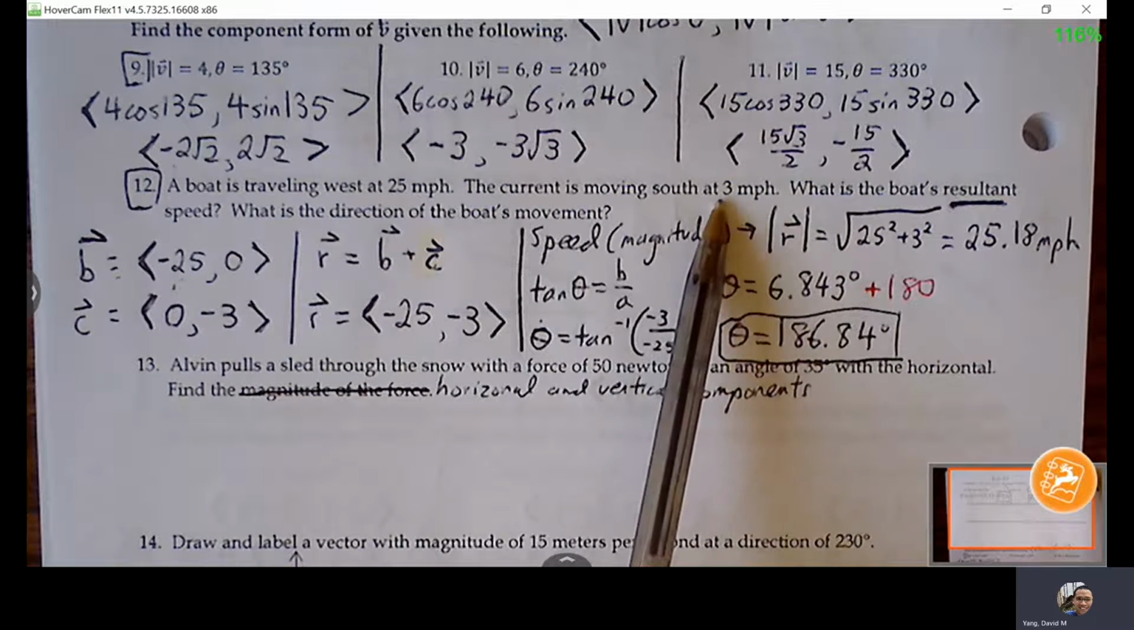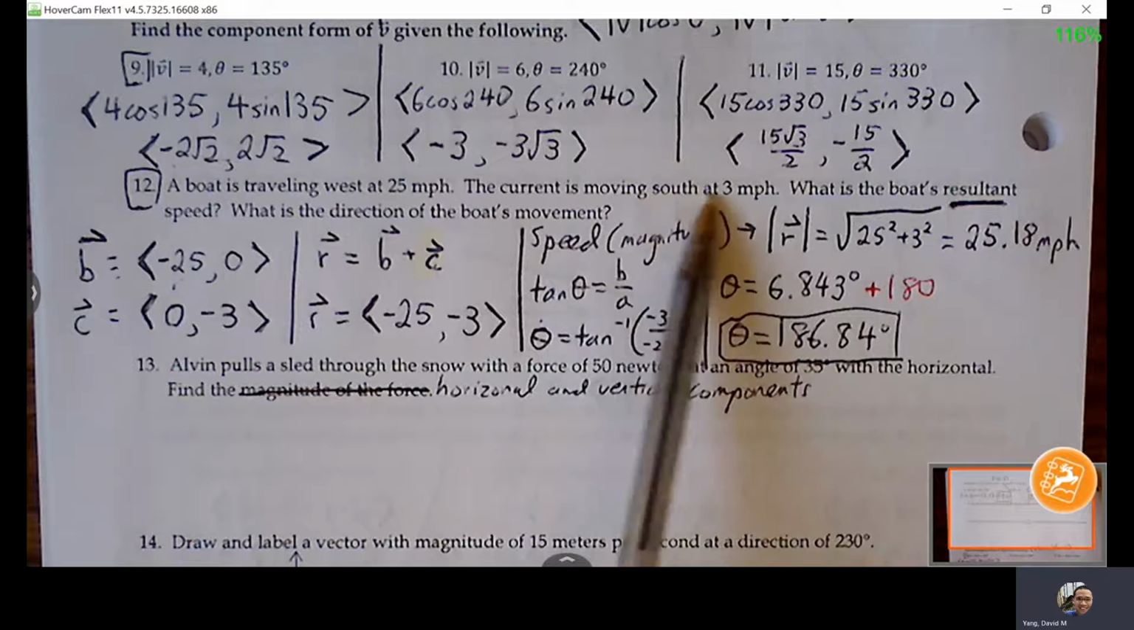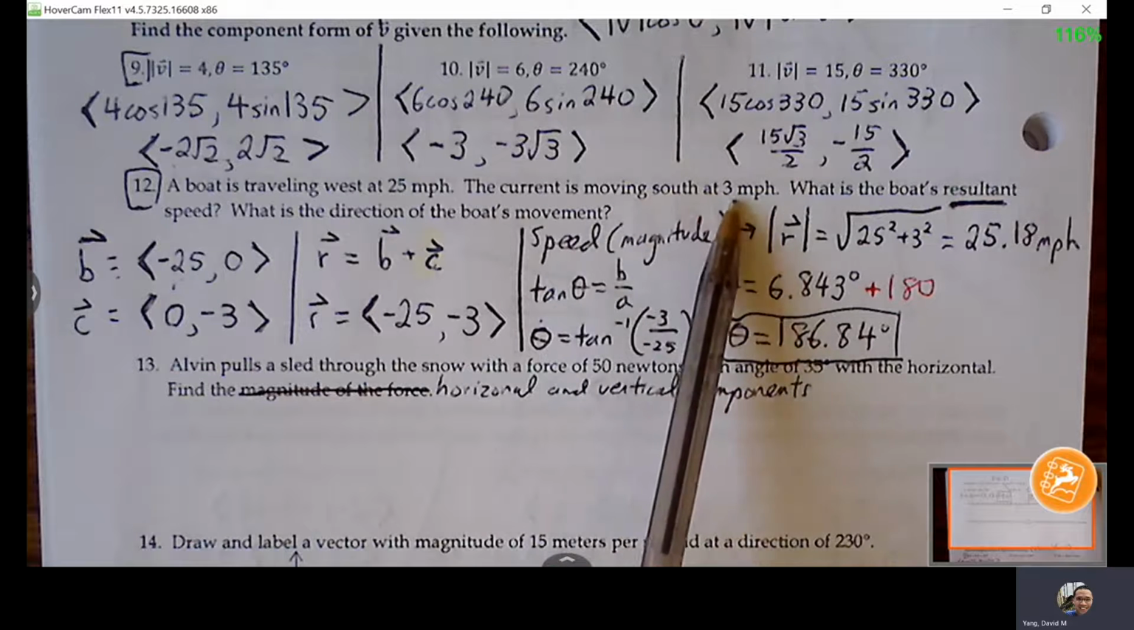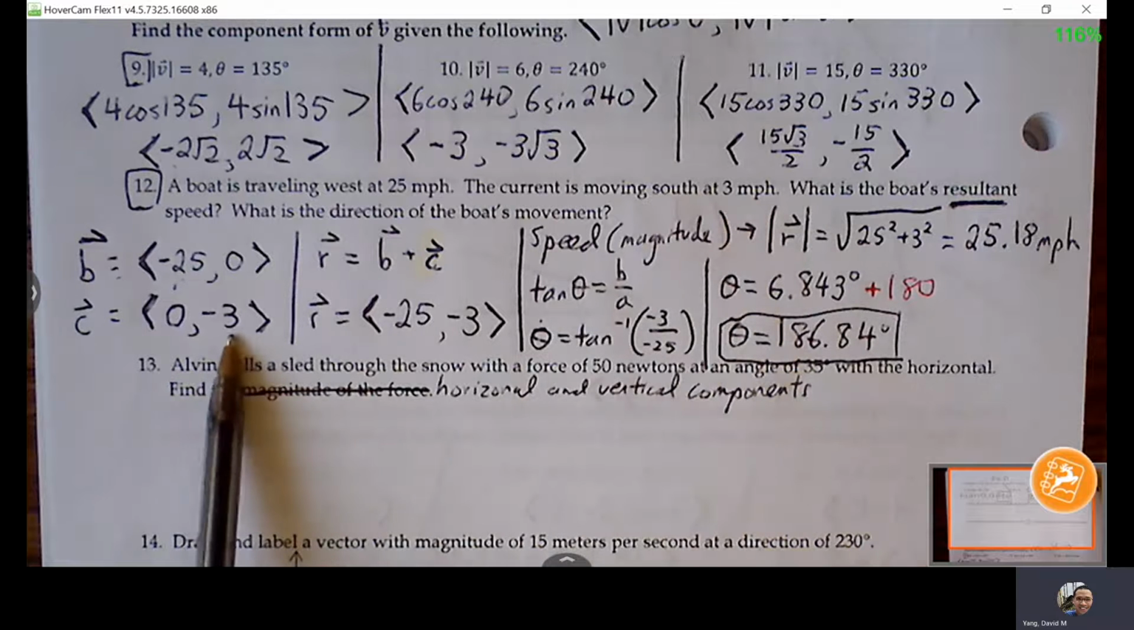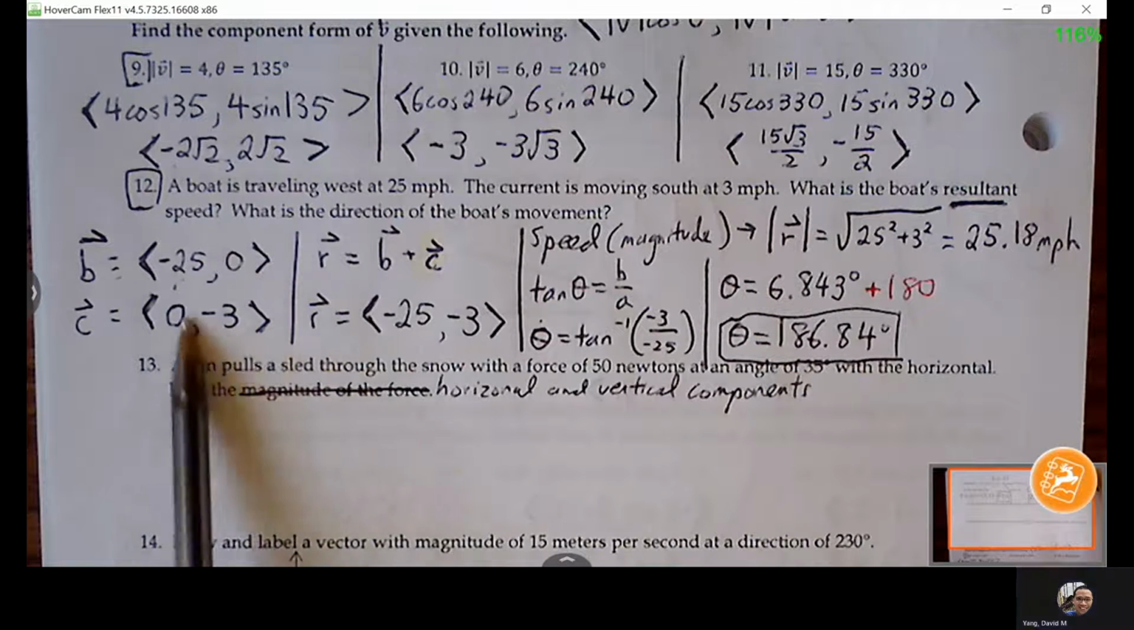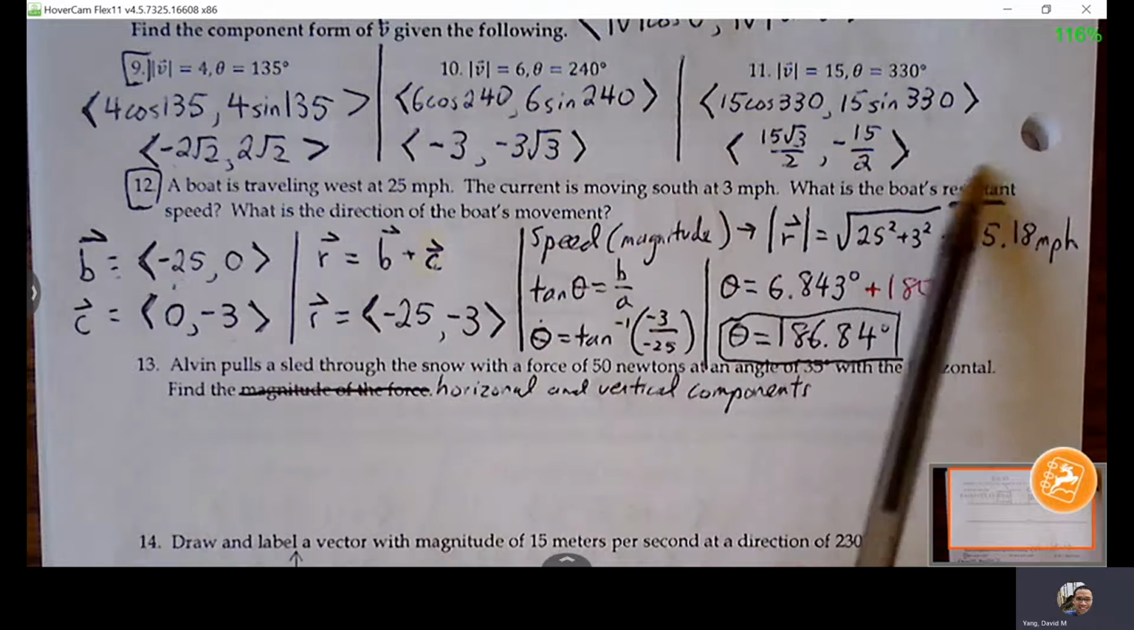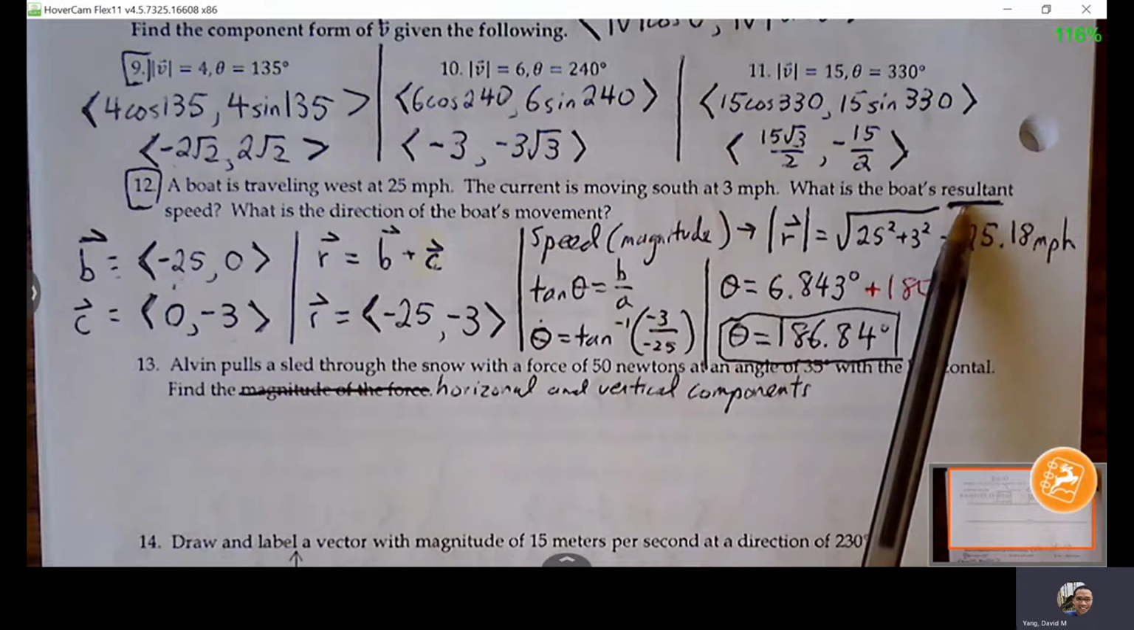We can create a vector for that, separate it into vertical component and horizontal component. That means it's not moving east or west, it's just moving south. So we associate south with -3. And now it says, what's the boat's resultant speed? So we have to create the resultant vector first.